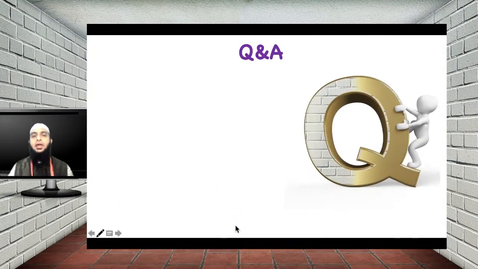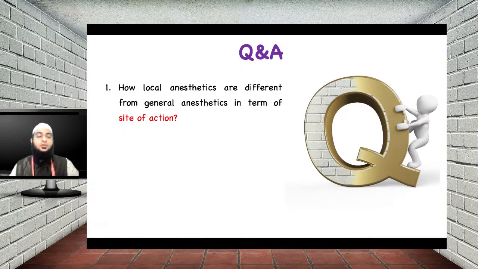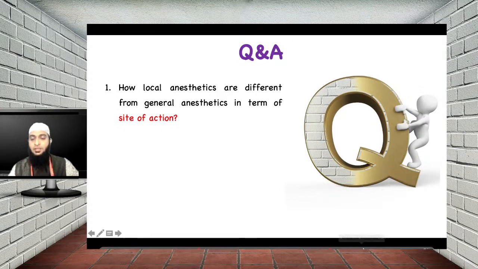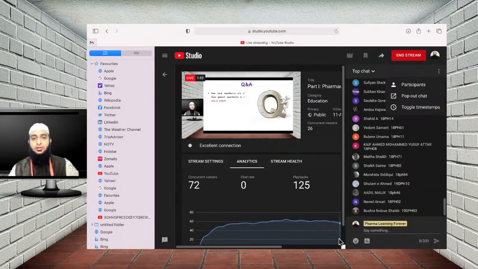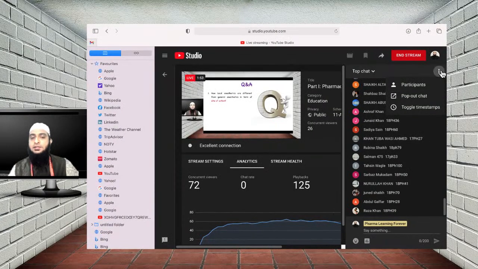Before going ahead to the second part of today's session, let's have a quick question and answer. The first question is, how are local anesthetics different from general anesthetics in terms of their site of action? We have seen different parameters where local anesthetics are different from general anesthetics. One of the parameters is the site of action. So how do they differ from each other in terms of site of action? Let's see who gives the first answer.